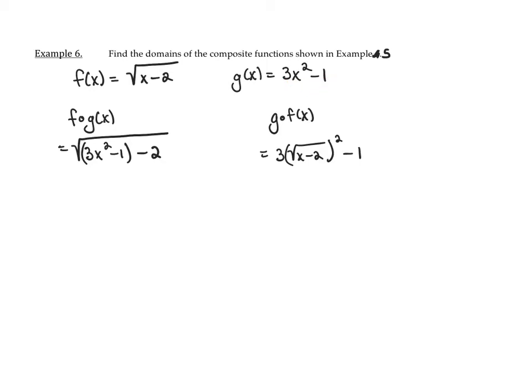squared minus 1. And the first stage in our f of g of x was to simply plug in the g of x, which is this formula, into the place of x in the f function. And we were able to simplify that to the square root of 3x squared subtract 3.